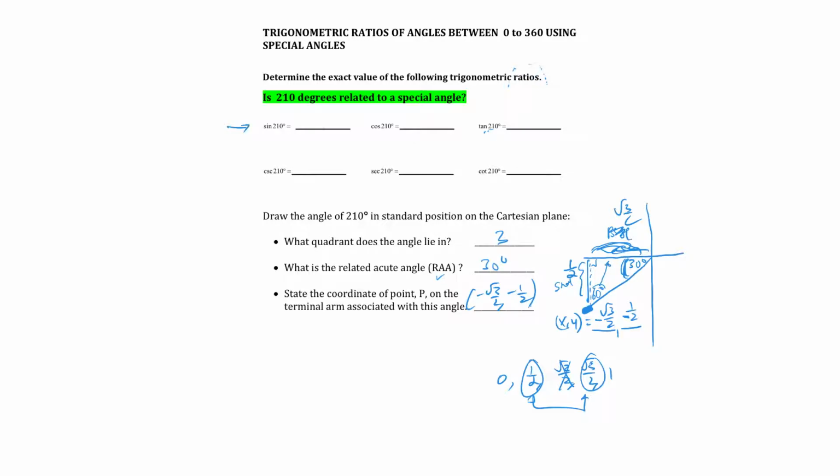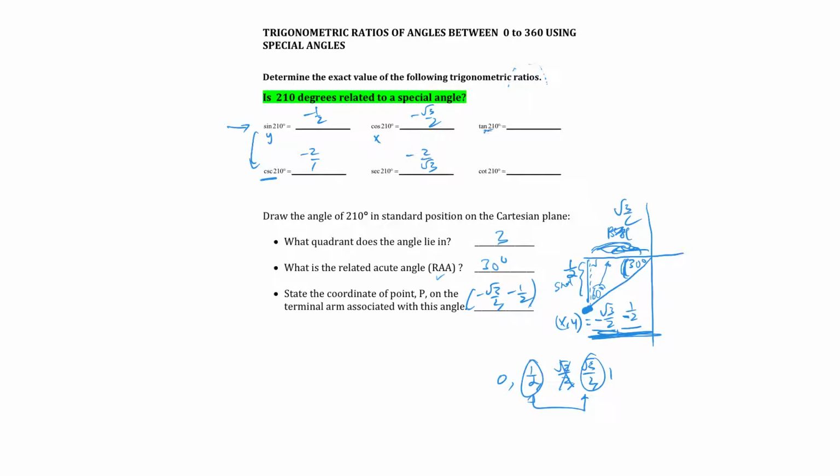Now, remember what sine means? Sine is the y value, cos is the x value. And in this case, our y value for this piece here is negative 1 over 2. Our x value is going to be negative root 3 over 2. And we know that cosecant 210 is going to be the reciprocal of sine, which is negative 2 over 1. Meaning we're going to flip, and secant is going to be negative 2 over root 3.